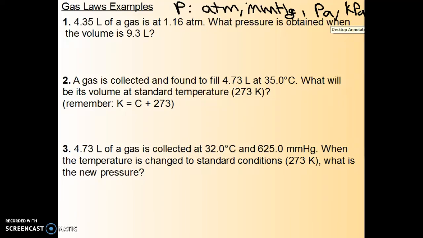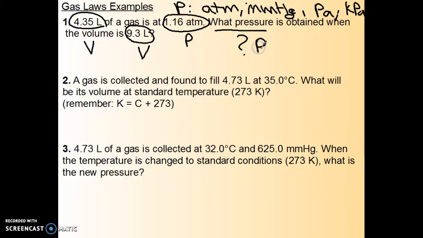So in the first problem here, we have 4.35 liters. Liters has to be a volume. We also have another liters later in the question, so this also has to be a volume. And we have an ATM here, so because that's a unit of pressure, that must be a pressure. And then we get to this point where it's asking us what pressure. So that means we have an unknown pressure. So we need to know which volume goes with which pressure for our initial gas, and then which volume goes with our unknown pressure for our final gas.